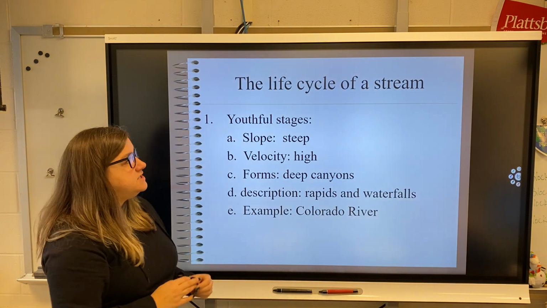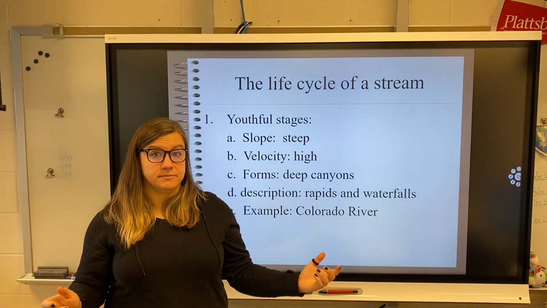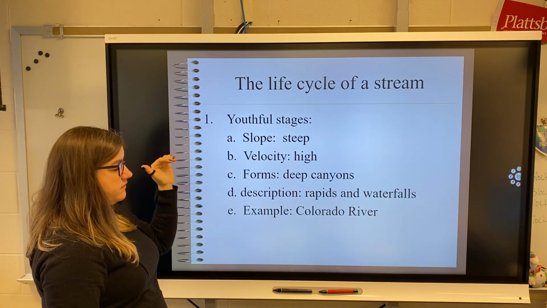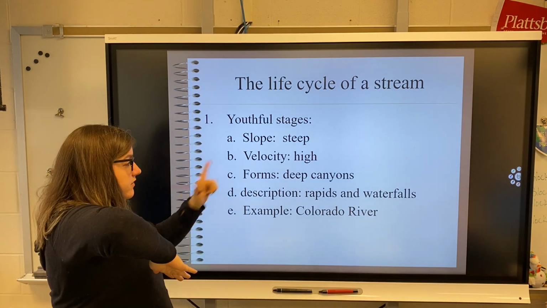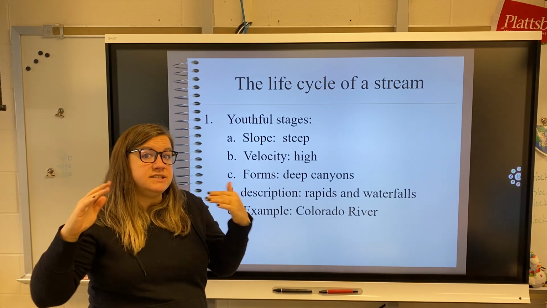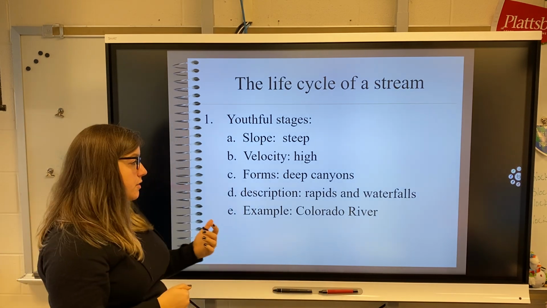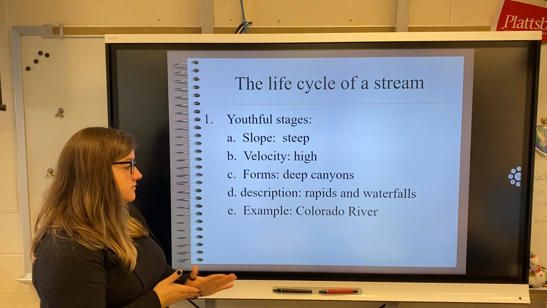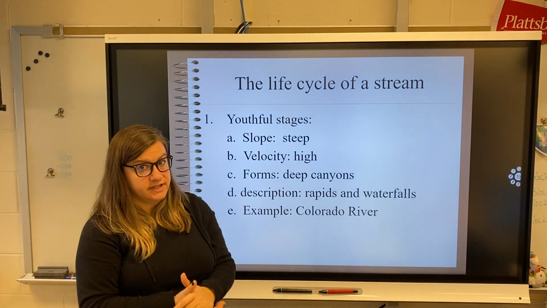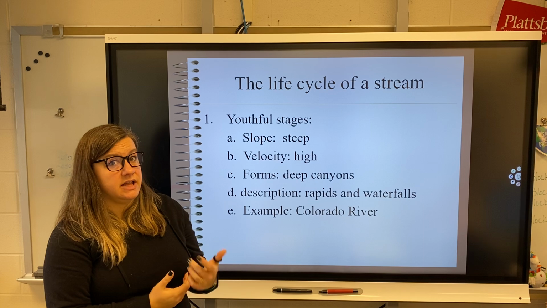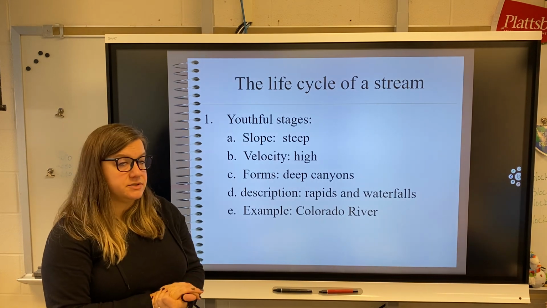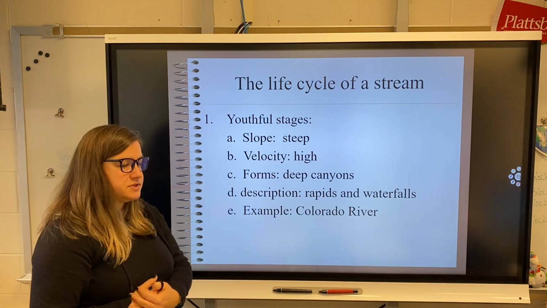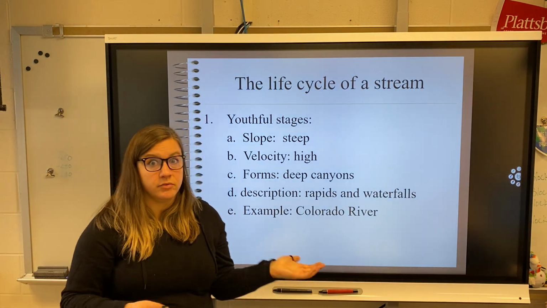So there's different life cycles of streams. Youthful streams are going to be steep in slope. If they're steep, that means the water is going to be moving faster. This is going to cause deeper canyons because it's going to erode more, and it's going to have some rapids and waterfalls. For example, the Colorado River is a good example. Lots of rapids, not tons of waterfalls, but lots of rapids because the water's moving pretty fast through there. Colorado River is a really cool place to go river rafting.